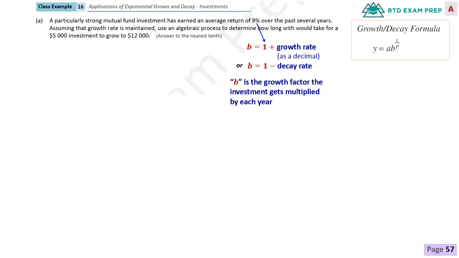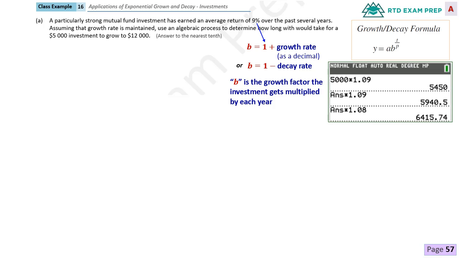So here we'll use our growth decay formula, and to determine our b value, we'll take 1, which represents 100%, and we will add 9% to that. Effectively, we're changing 100%, which is an unchanging investment, to 109%, which represents the growth. So this is like taking the amount of $5,000 and multiplying it by 1.09 over and over until it eventually gets to 12,000. Of course, we don't expect it will land exactly on 12,000, so this won't be a sufficient strategy in order to determine the time to the nearest tenth of a year.